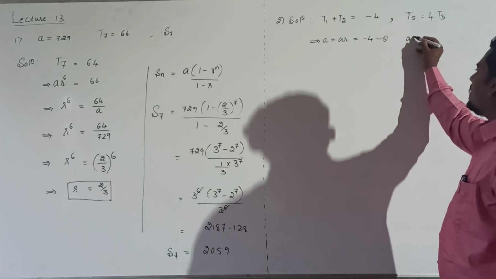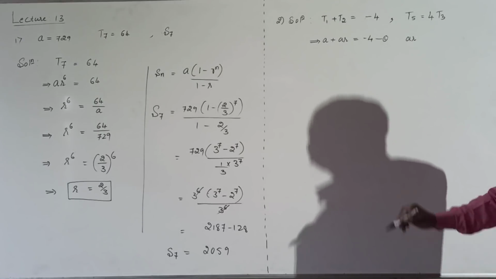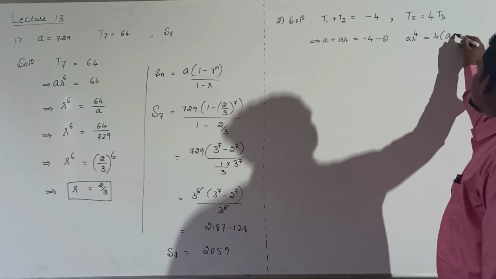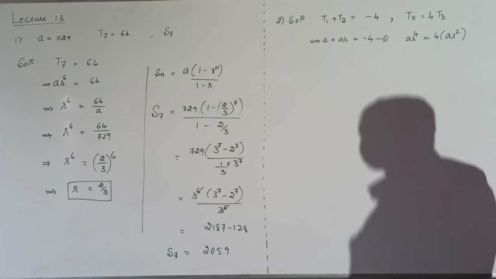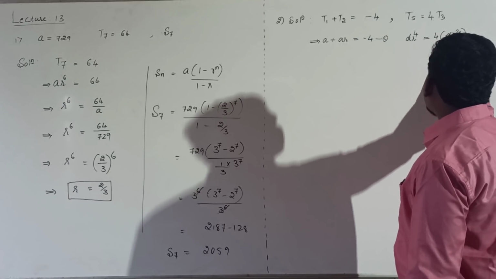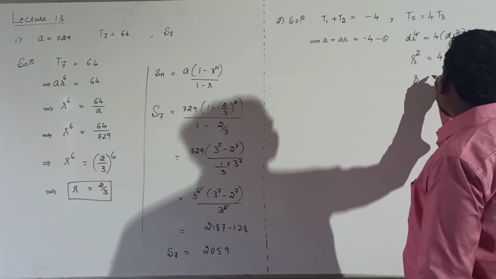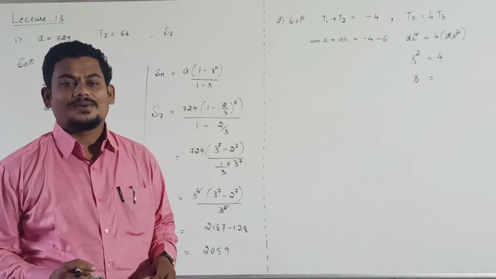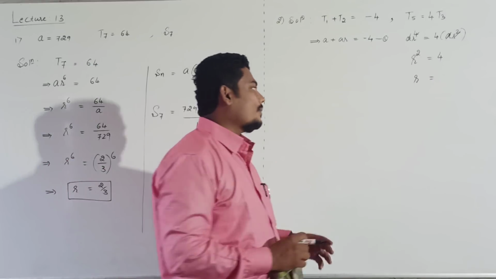And what is T5? T5 is a into r power 4. That's equal to 4 into a into r power 2, since T3 is a into r square. Now both the sides a get cancelled. After that r square term also gets cancelled, remains with r square. R square equal to 4 means r value is either plus 2 or minus 2. Shall I take plus 2 or minus 2? Take plus or minus 2.